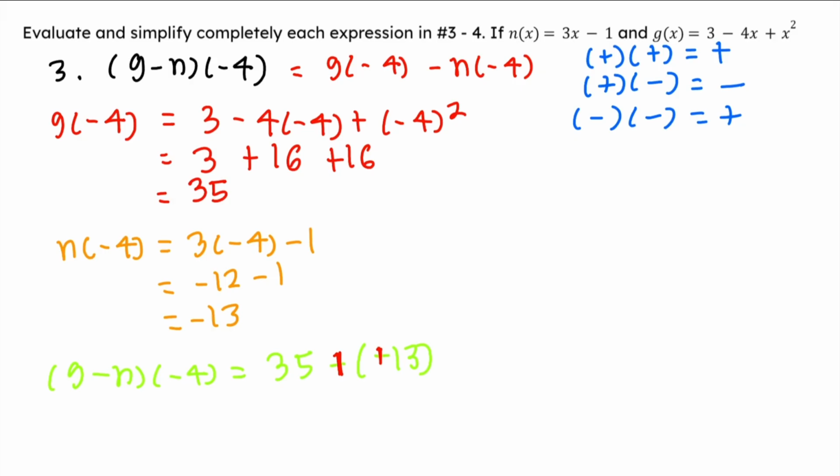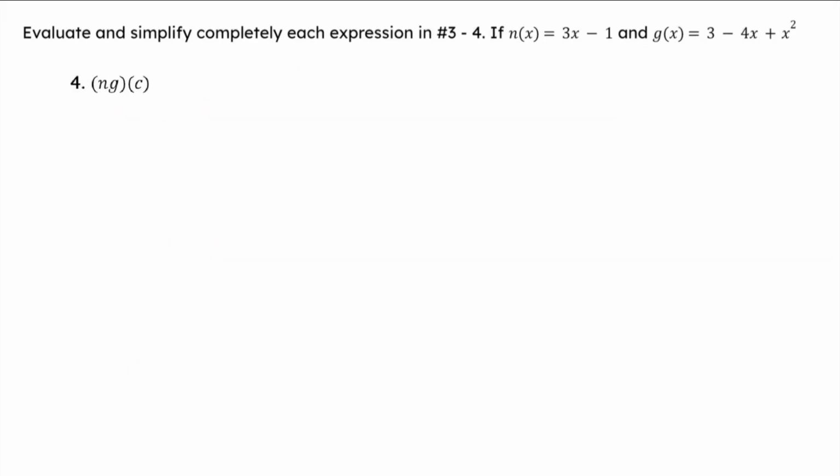Subtracting a negative will produce a positive number. So 35 plus 13 is going to be 48. That is our final answer for problem number 3. Hopefully 4 is, yep, okay, 4 is actually written down.